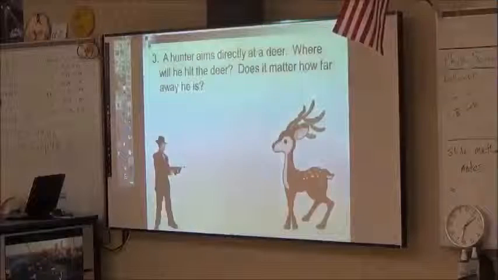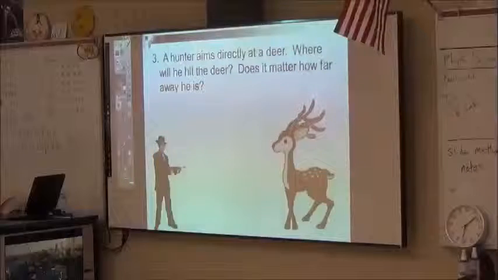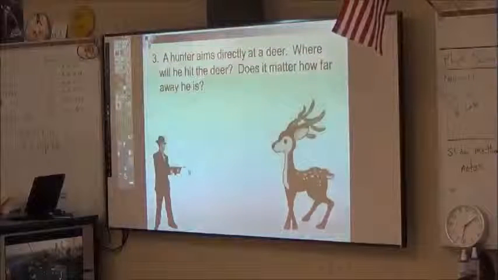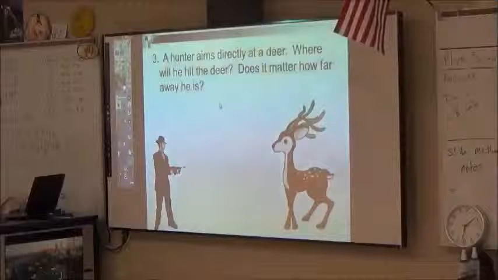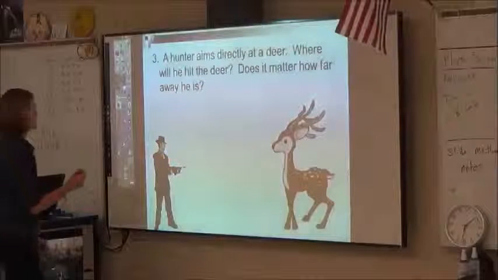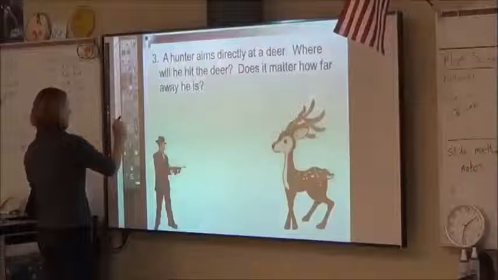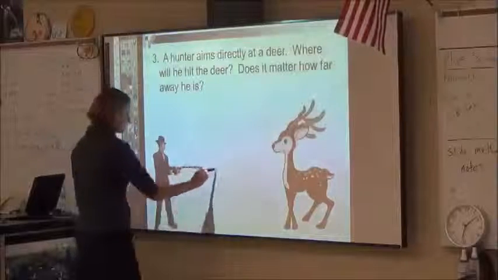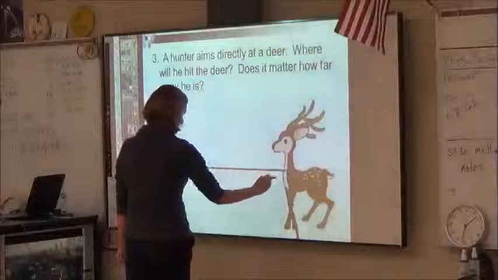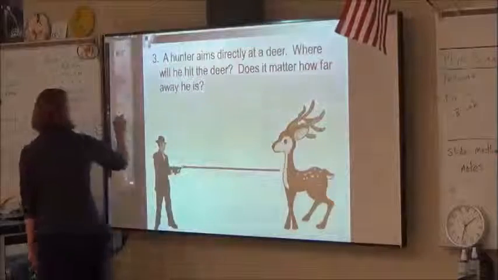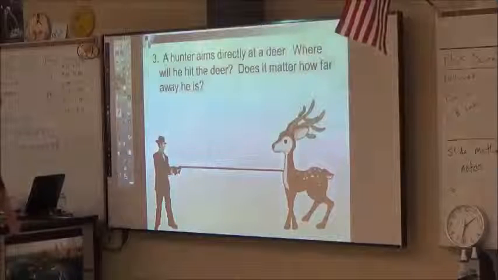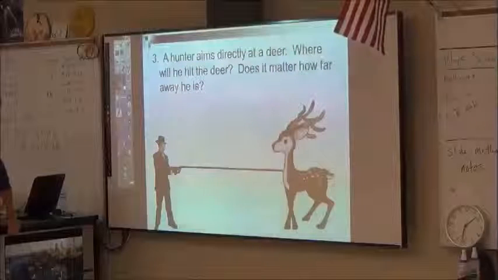Okay. I'm going to skip over to classical problem number three before we do the monkey one. A hunter, also your friend, aims directly at a deer. Such a cute deer, too. He's got this laser-guided sight. Bam, right there. Where will he hit the deer? Right there?